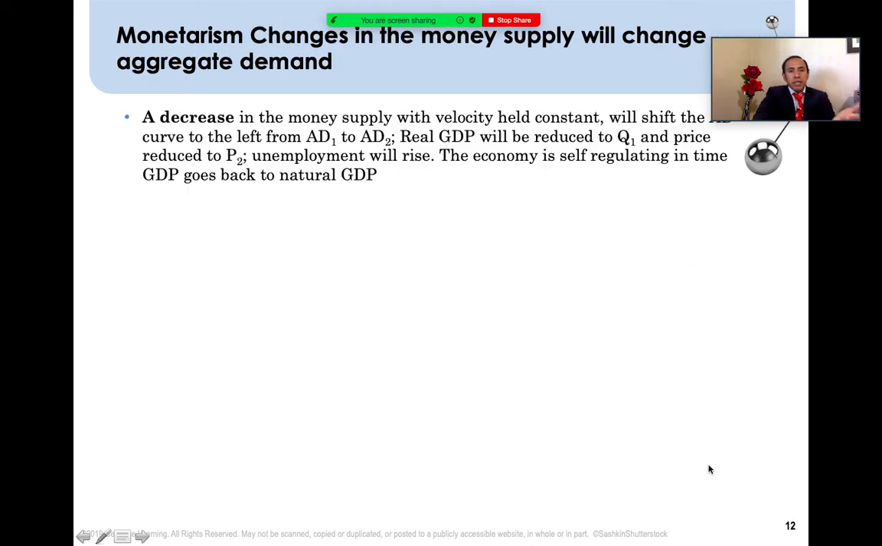Now, what happens here if we have a decrease in the money supply? Well, what will happen if we do the opposite? A decrease in the money supply with the velocity held constant, focusing mainly on the money supply, will shift the aggregate demand curve and decrease it. It would lower it. Real GDP will decline significantly in the short term. The price level will decline, and with lower GDP, with less money supply, the unemployment level increases, and the economy may find itself in a short-term crisis.